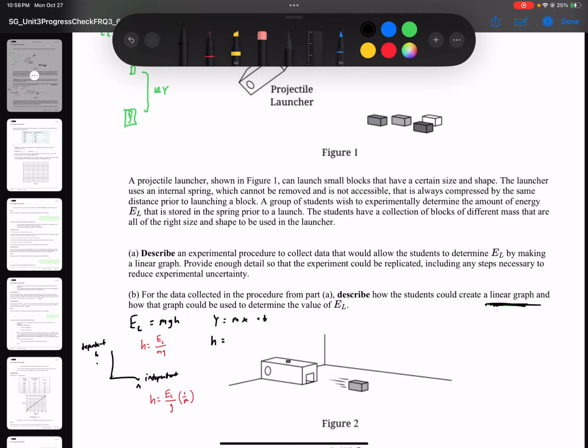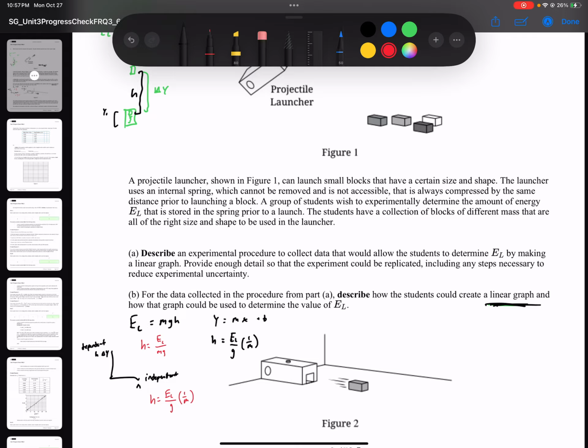So I'm going to have all the data of mass, and all the data on the h, or I guess in this case, delta y, because it's going to start at some initial position if we measure it with respect to the ground. Actually, you can leave it as h. You can just say I'm measuring the height from the initial position. So my height is equal to the energy of the launcher divided by gravity times inverse mass.